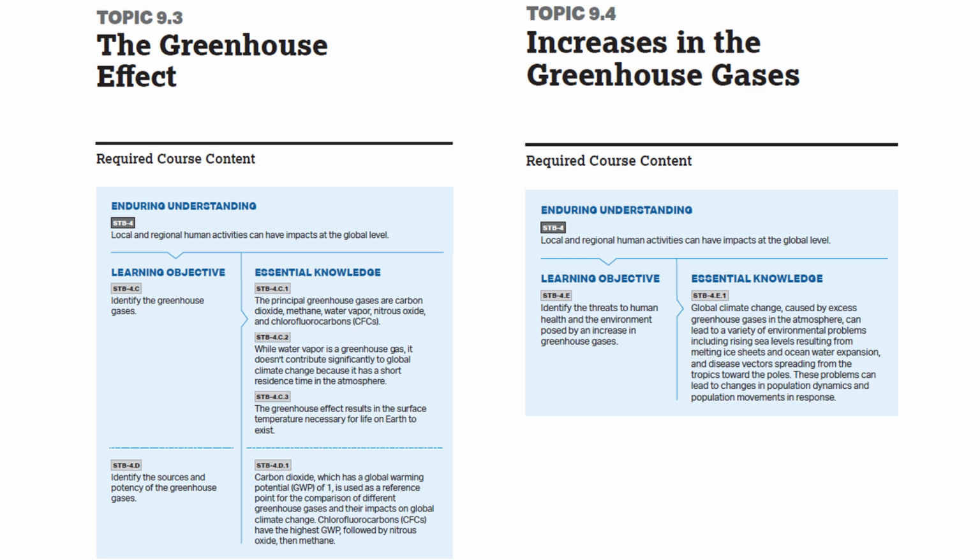But the greenhouse effect, local and regional human activities can have impacts at global levels. That is absolutely true with the greenhouse effect. We know what the greenhouse gases are: carbon dioxide, methane, water vapor, nitrous oxide, and chlorofluorocarbons and hydrofluorocarbons, HFCs. While water vapor is a greenhouse gas, it doesn't contribute significantly to global climate change because it has a short residence time in the atmosphere. It just precipitates out. It rains, it snows. But the more water vapor that you have in the atmosphere, the stronger those storms are going to be, as well as the more heat that you have in the atmosphere.